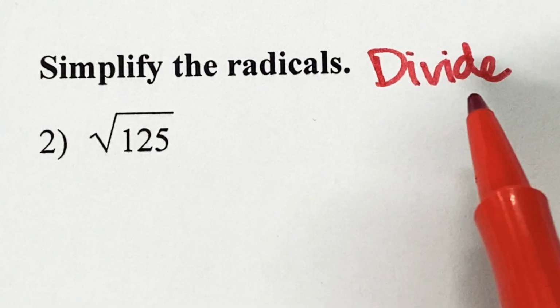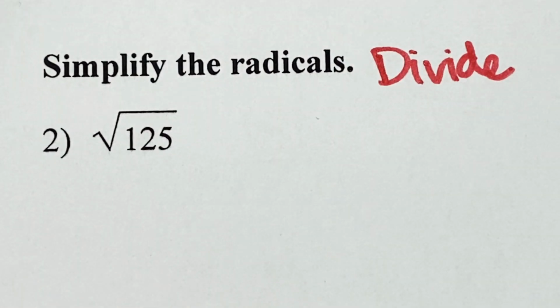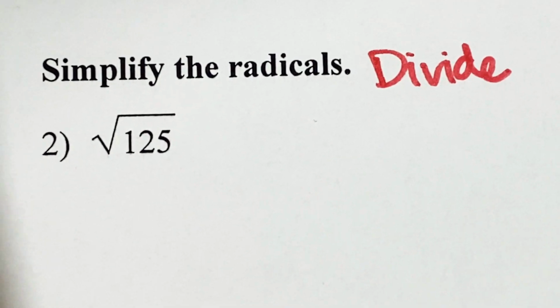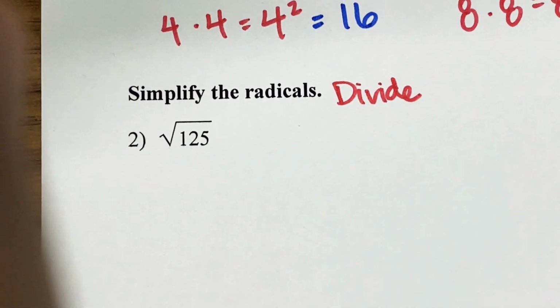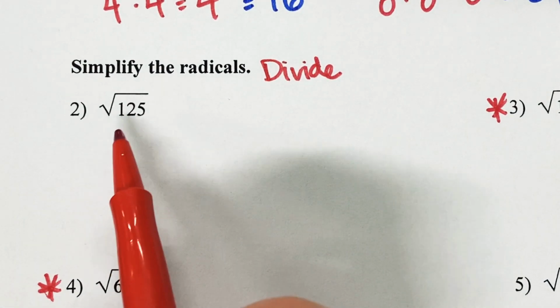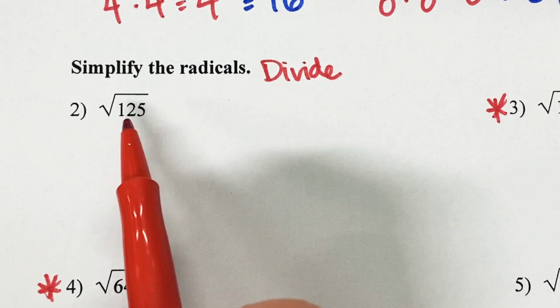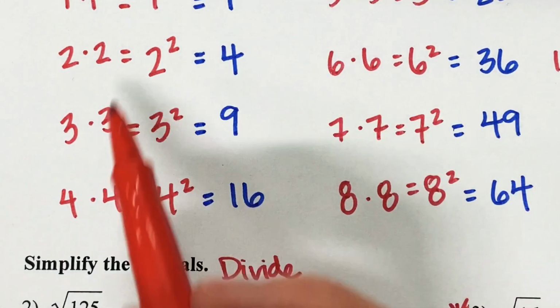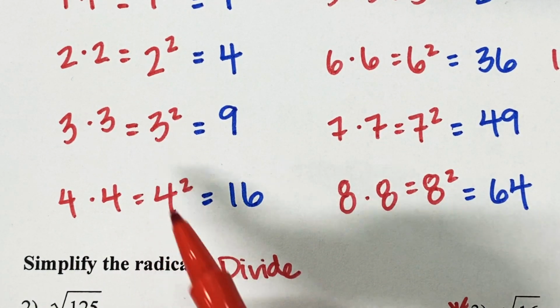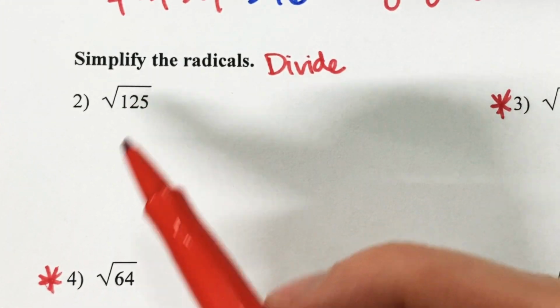So when we're simplifying the radical, we're thinking divide. Let me zoom out just a little bit. Okay, there we go. So we're thinking divide. On number 2, we didn't put a star by number 2 because 125 is not a perfect square. There's no number that multiplies by itself to give us 125. So what we need to do is divide it.